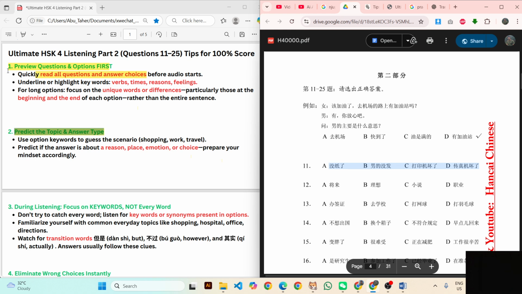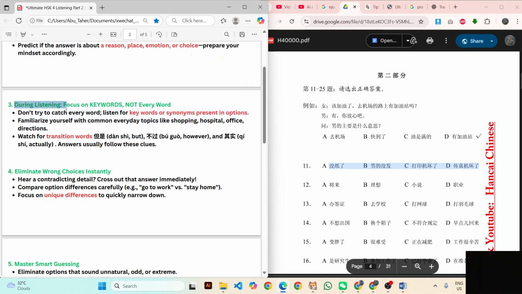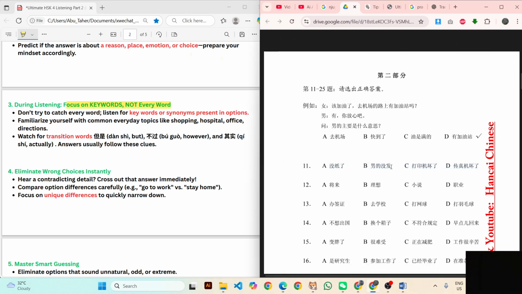The most important thing is this one. And this, what is this? Oh, okay, these things I already told you. Focus on keywords, not every word. For example, here we listen for zhi, fa, tainji, chuanzhenji. Just focus on these words when you listen to the audio. You don't need to listen to other words.